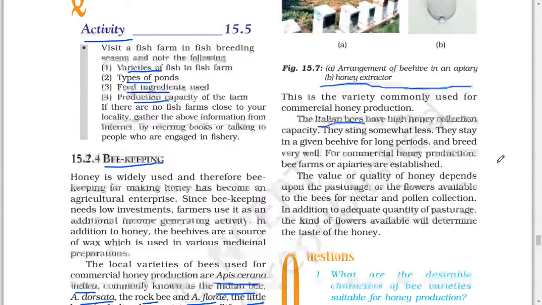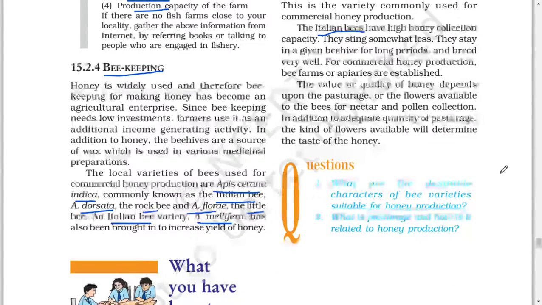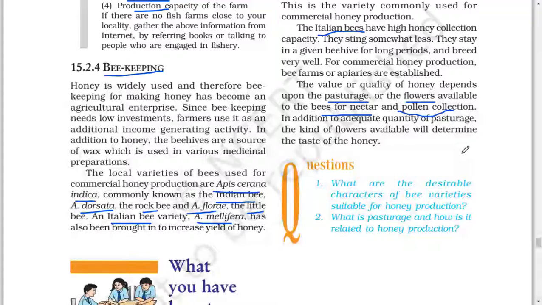For commercial honey production, bee farms or apiaries are established. The value or quality of honey depends upon the pasturage, or the flowers available to the bees for nectar and pollen collection. In addition to an adequate quantity of pasturage, the kind of flower available will determine the taste of the honey.